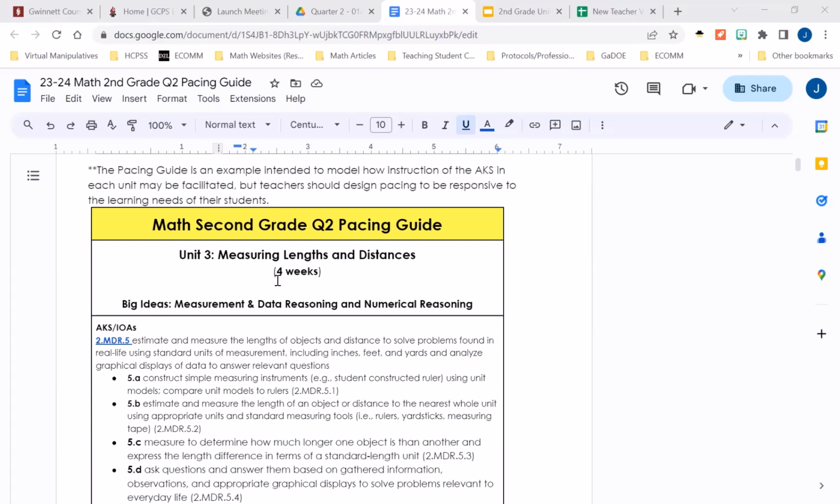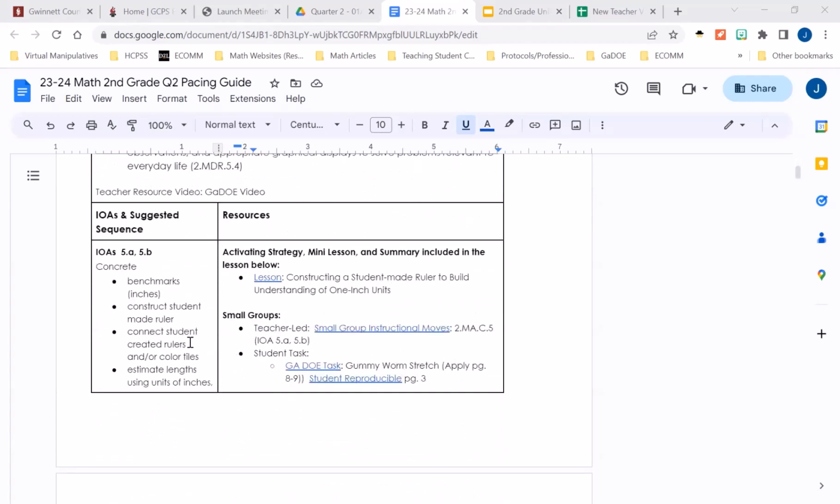The pacing guide is set up with a list of AKS and IOA or IOAs, which have been strategically clustered together. This is followed by our suggested pacing. Specifically, the left column provides the learning progressions for the AKS and IOAs, whether this be the concrete representational abstract progression or the progression between specific learning targets within the IOAs. It also includes the suggested manipulatives for this column. Now, over to the right, this column provides resources to guide instruction, such as GCPS traditional and task-based lessons, as well as Georgia DOE resources.